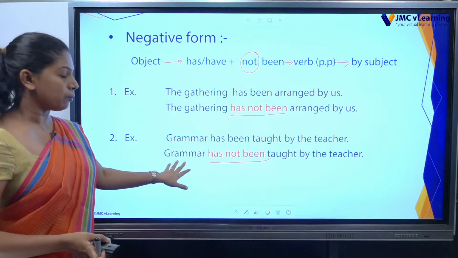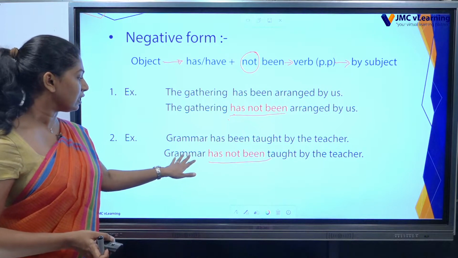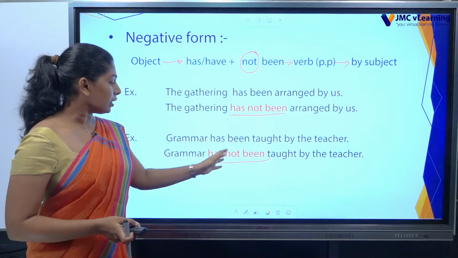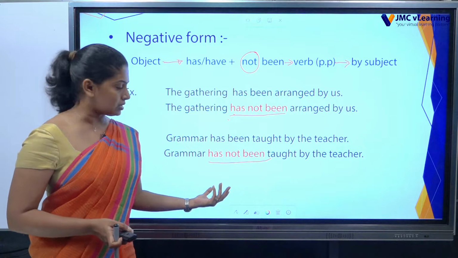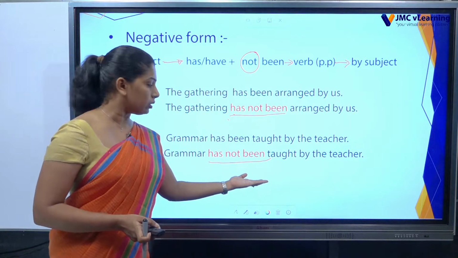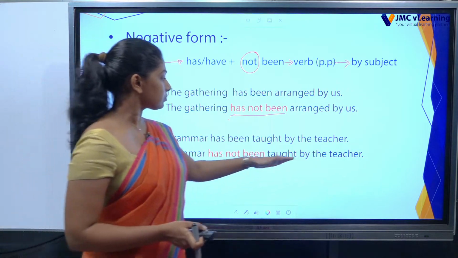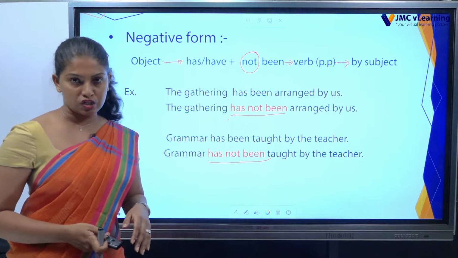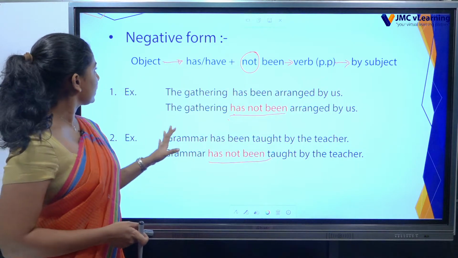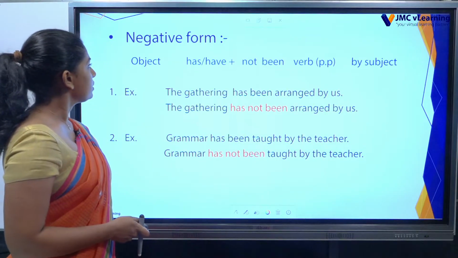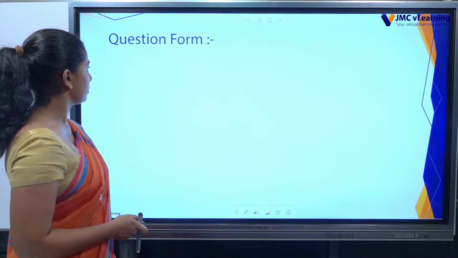Here again grammar is the object and it is singular, so we have to take has as the correct one, then not to show that it is negative, been is the helping verb in perfect tense and taught is the verb past participle. Then we can add by the teacher, the doer. So likewise we can make the negative form of passive voice. Let's move to the question part.